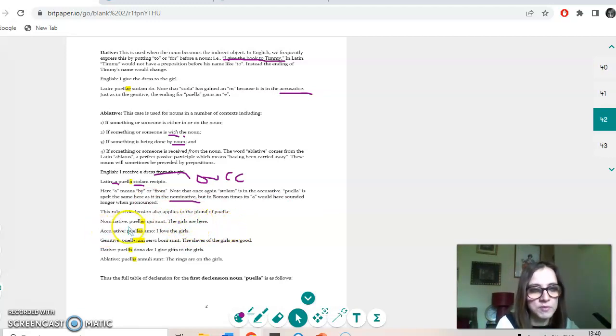So, nominative, puellae qui sunt, the girls are here. Qui is here, sunt is are. The accusative, puellas amo, I love the girls. The genitive, puellarum servi boni sunt, of the girls, the slaves, good are. Or, in proper English, the slaves of the girls are good. Dative, puellis dona do, to the girls, gifts I give, or I give gifts to the girls. Ablative, puellis anuli sunt, the rings are on the girls.